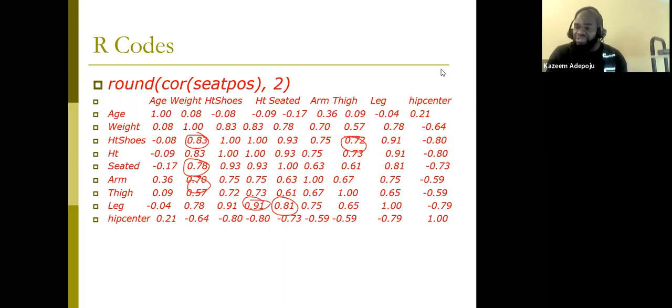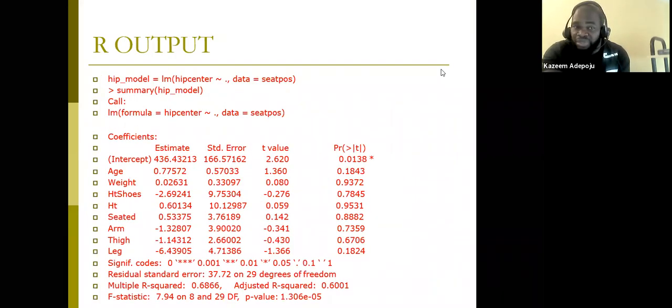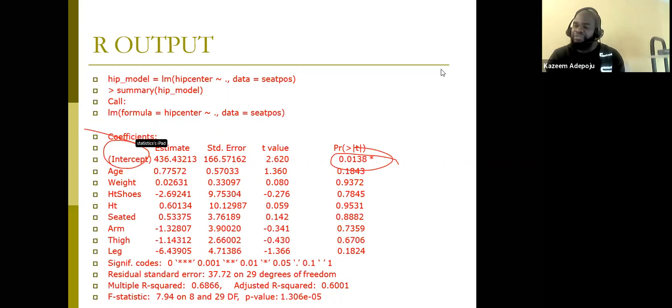But this is necessary but not sufficient to properly investigate. If you properly want to investigate, you know what I'm going to do? Let us try and look at the effect. Let's run a regression where we look at the effect of age, weight, height of shoe, height, seated height, arm, thigh, and leg on the hip center. Now, what can you see? None of the predictors is significant. Can you see that? That is interesting. It is only the intercept that is significant here.